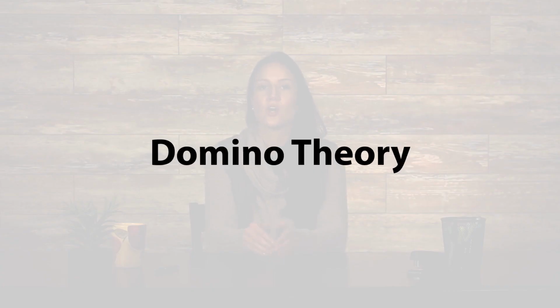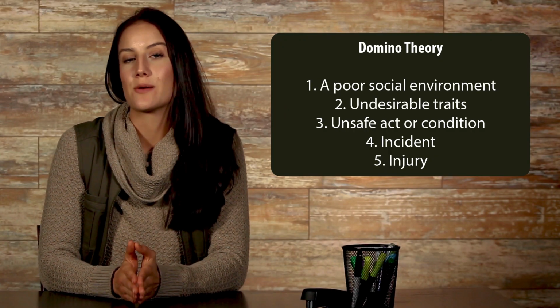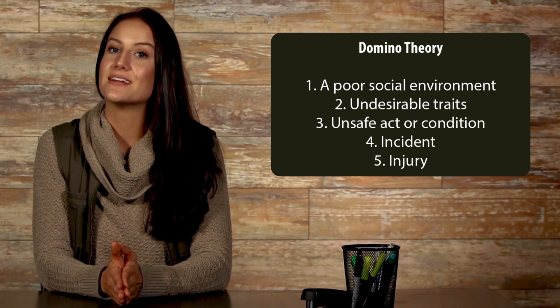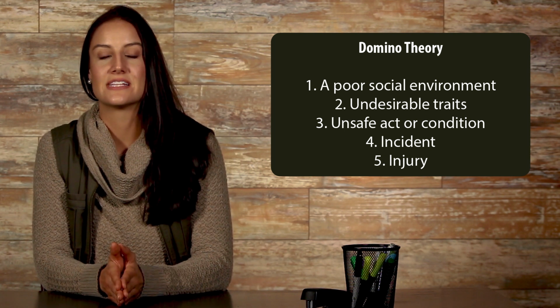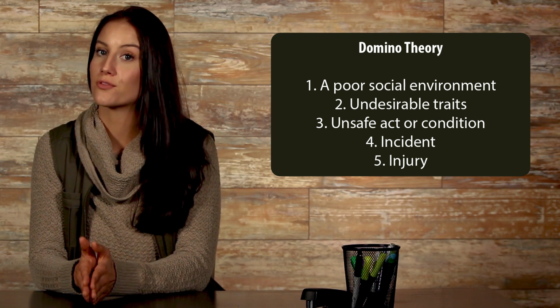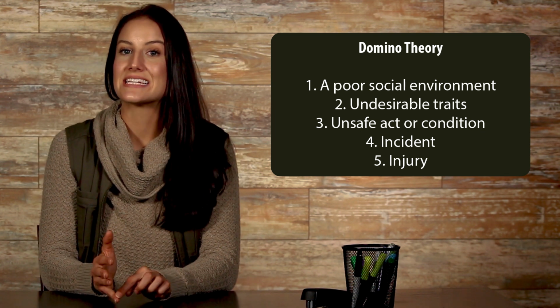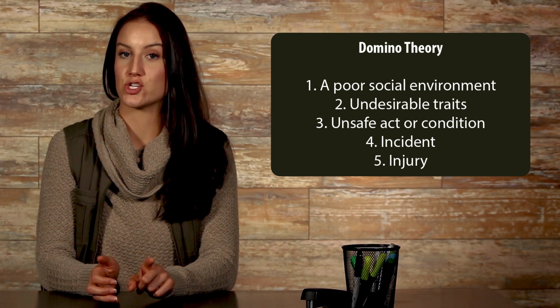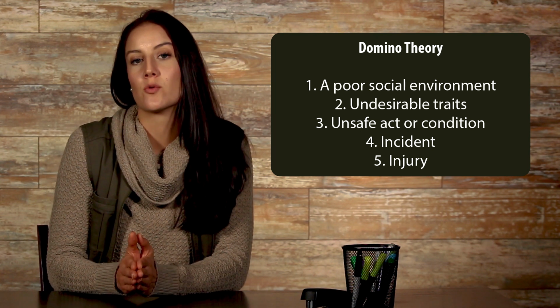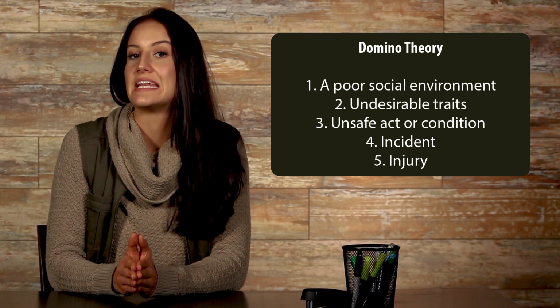Domino Theory. According to the domino theory developed by Heinrich, the sequence of events in an accident can be compared to a series of 5 dominoes. Number 1, a social environment that fosters number 2, undesirable traits such as carelessness, violence, or unsafe habits, leading to number 3, unsafe act or condition, which causes number 4, incident, which leads to number 5, injury. According to this theory, removing any of the earlier dominoes can prevent an injury. The theory especially emphasizes removing domino number 3, unsafe act or condition.